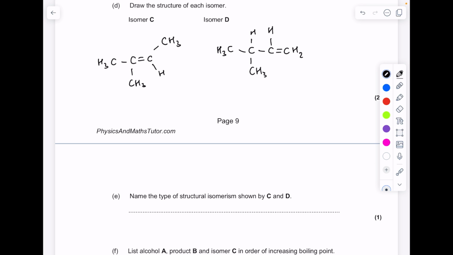Name the type of structural isomerism shown by C and D. You can see here that the only difference between these isomers is the location of the functional group. That means that this is a position isomer.